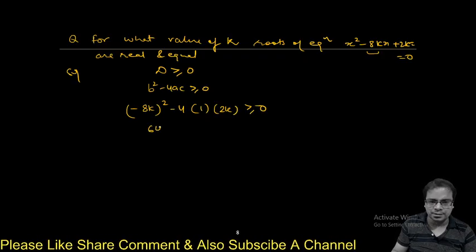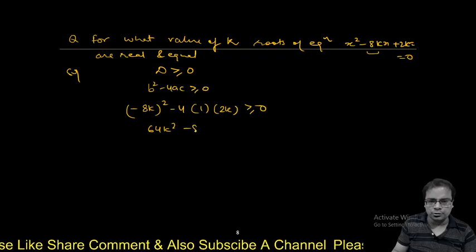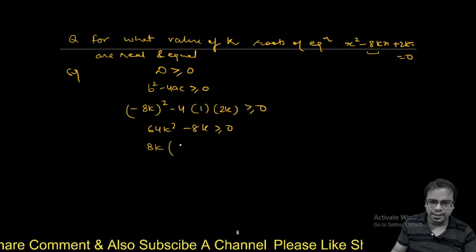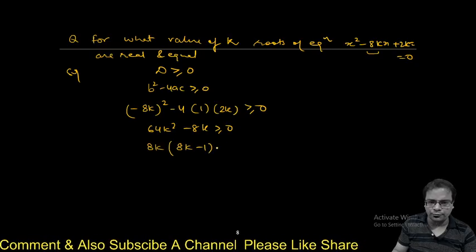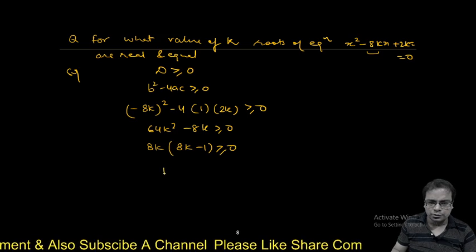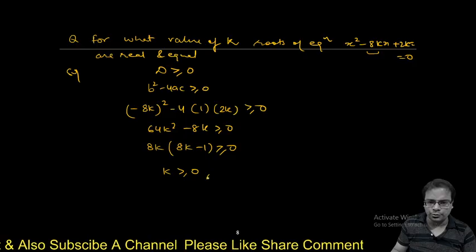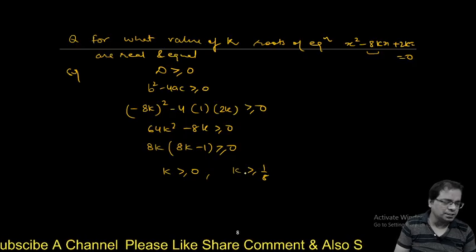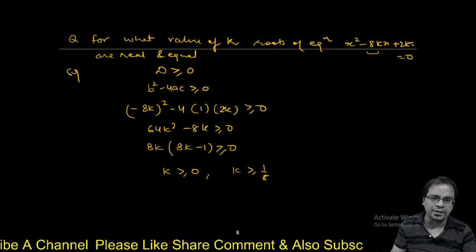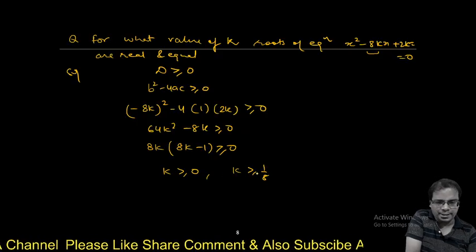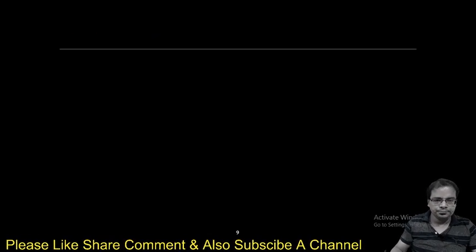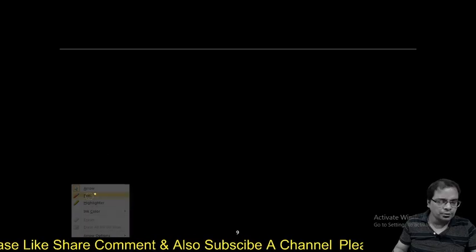So 8 8s are 64k square, minus 4 times 2 is 8k, greater than or equal to 0. We take 8k common: 8k times (8k minus 1) is greater than or equal to 0. So we say that k will be greater than or equal to 0 and k will be greater than or equal to 1 by 8. So these are the values. We directly say that the value of k is 0 and 1 by 8. Okay, understood my point? Clear? Okay, done. Now we are moving to the next one.